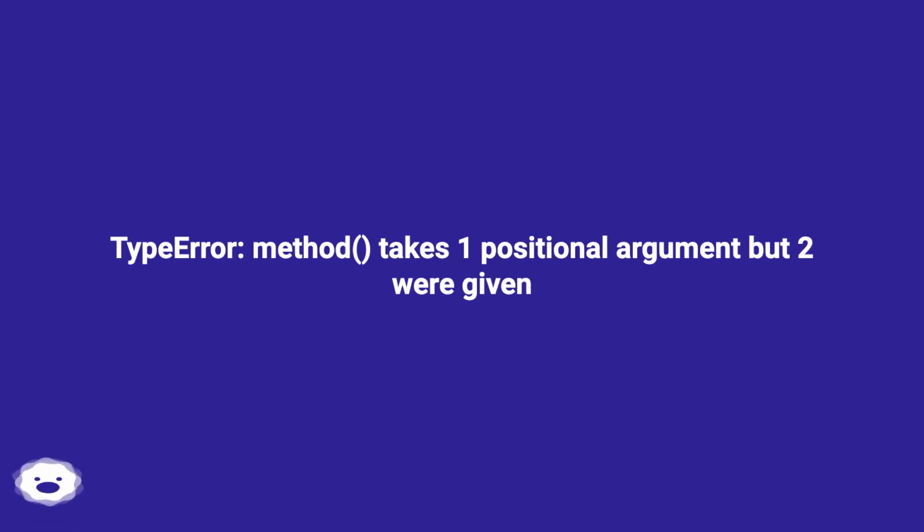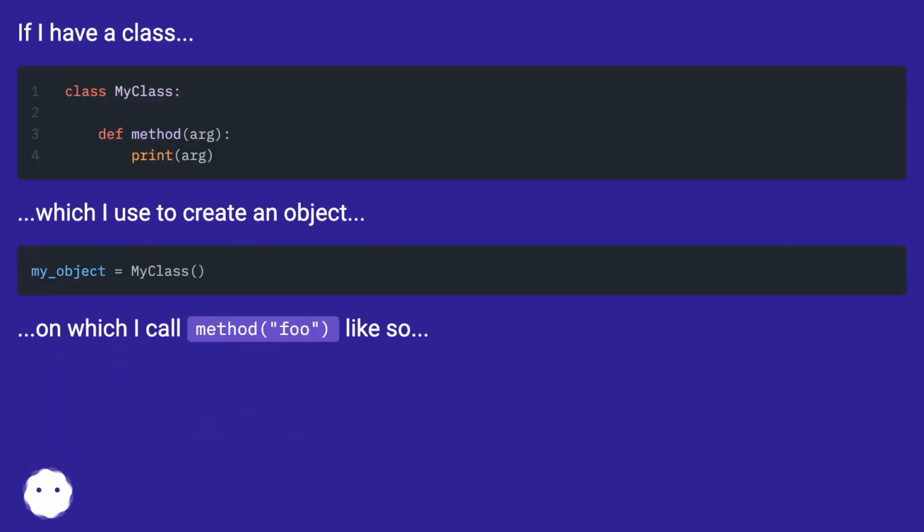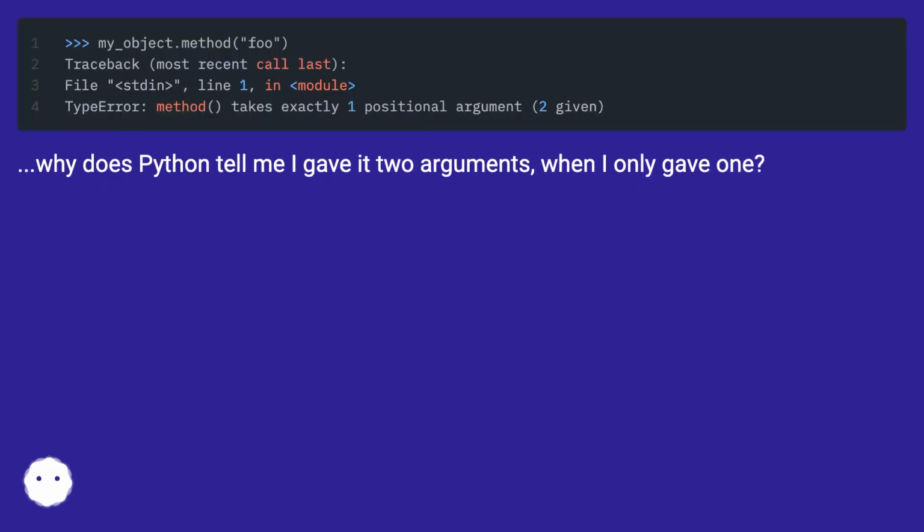TypeError: method takes one positional argument but two were given. Why does Python tell me I gave it two arguments, when I only gave one?